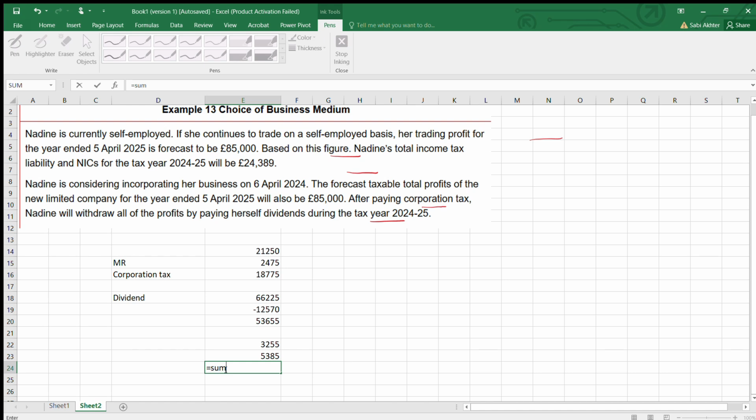Now, total: 8640. This is the tax liability. Now, you need to find the total tax cost. This is income tax. See, this question is very tricky. First, you had to find the corporation tax so that you can find the dividend, and from the dividend we are finding income tax. Now you have both the taxes. So now you can find the total tax cost if he incorporates the business.